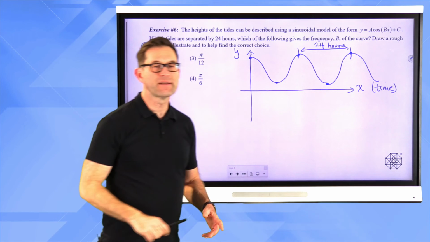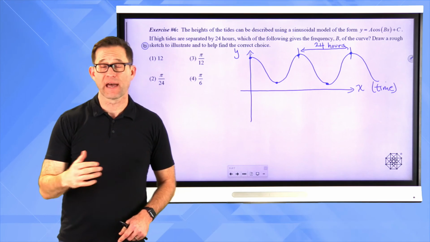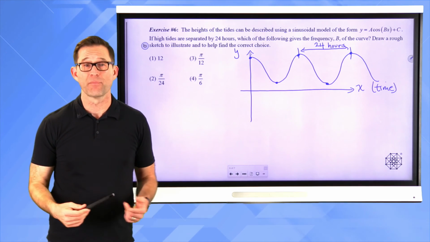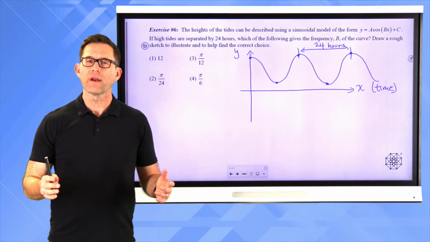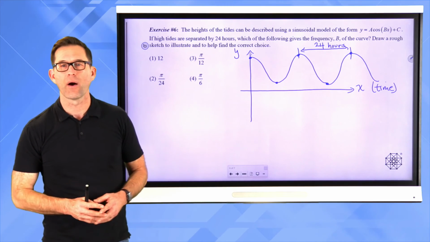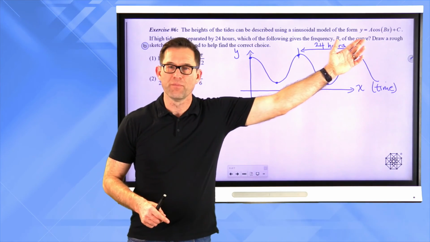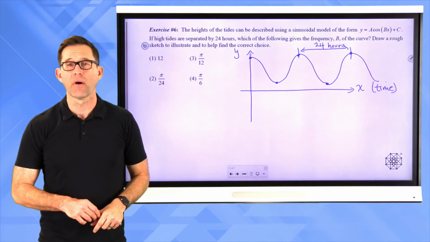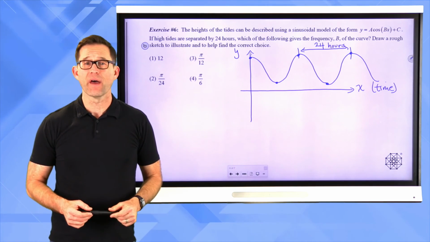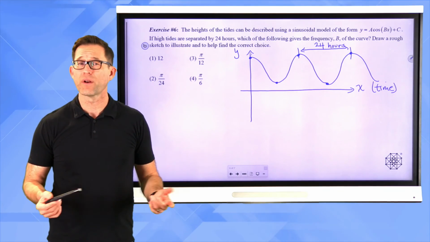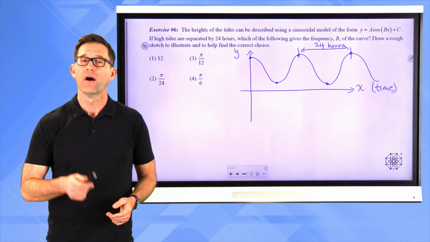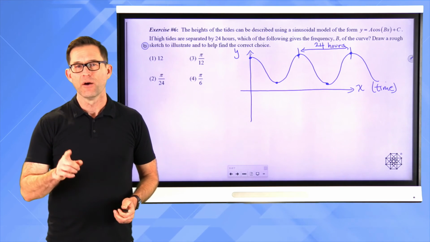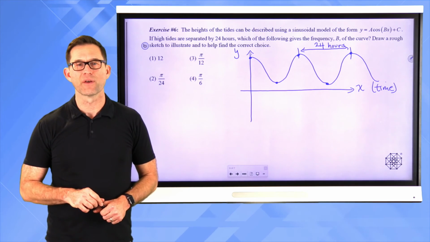Now, high tides are rarely separated actually by exactly 24 hours, but that's not the point, right? How can I use that to help me figure out what the value of b would be in this particular model? It's not asking for the value of a or the value of c. I don't want to know the midline or the amplitude. I just want to know the frequency. Pause the video now and see if you can think about that.